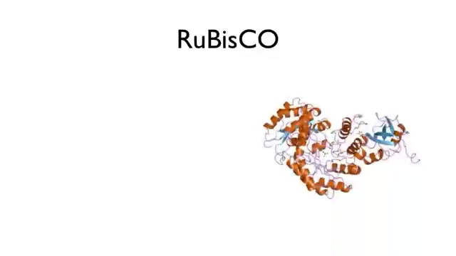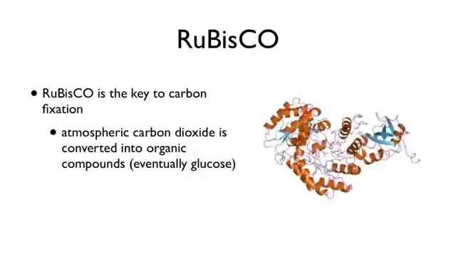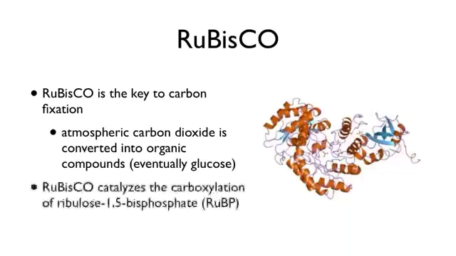I know you want to know how this works. Rubisco is the enzyme that is the key to carbon fixation. That doesn't mean that carbon is broken. It just means that the carbon from CO2 is going to be incorporated into organic compounds, which will be made into glucose. This really is the key to life on Earth as we know it. So I can't overemphasize enough the importance of this enzyme.